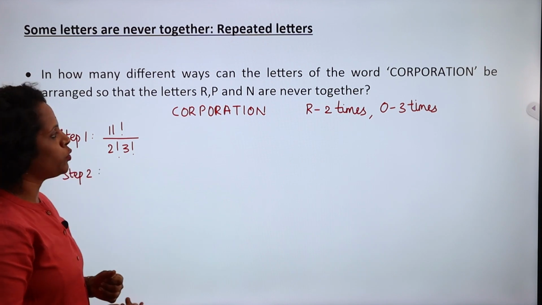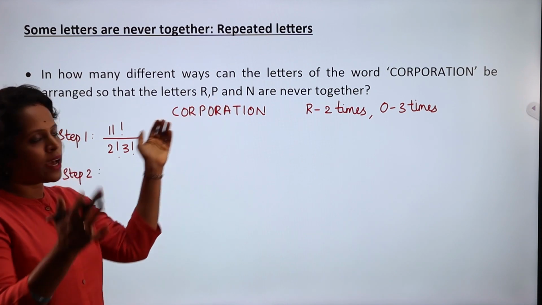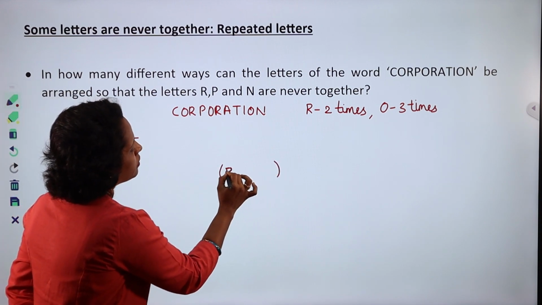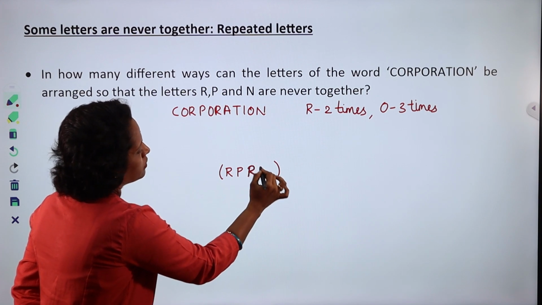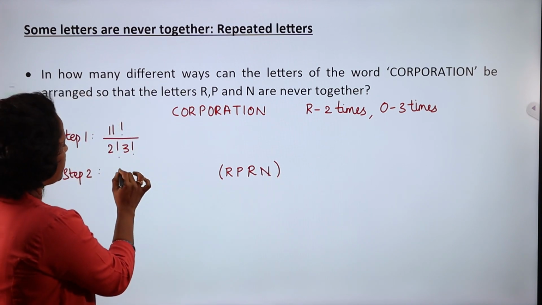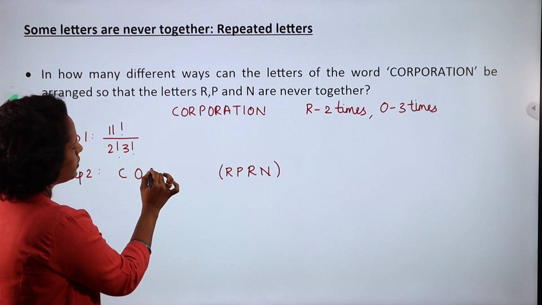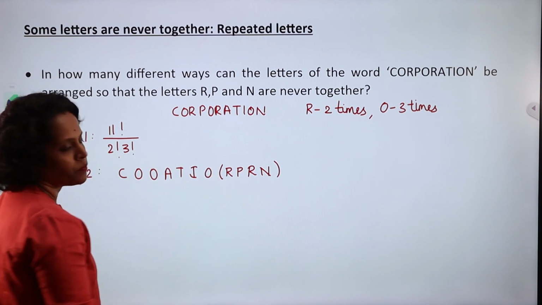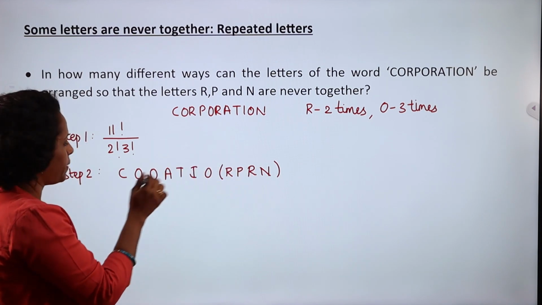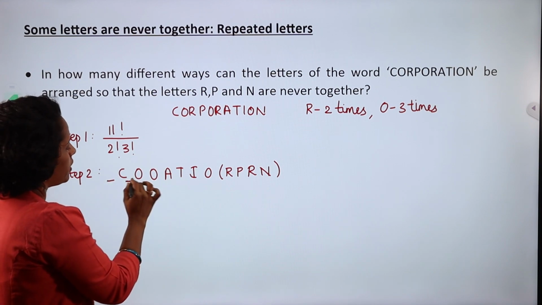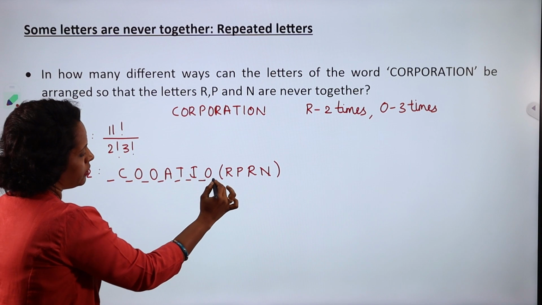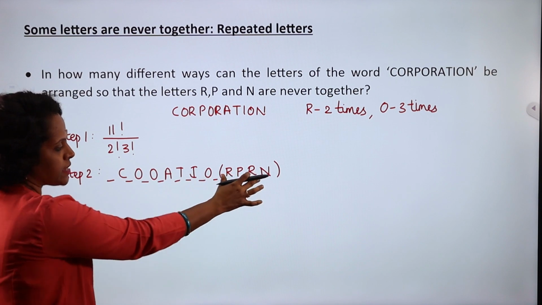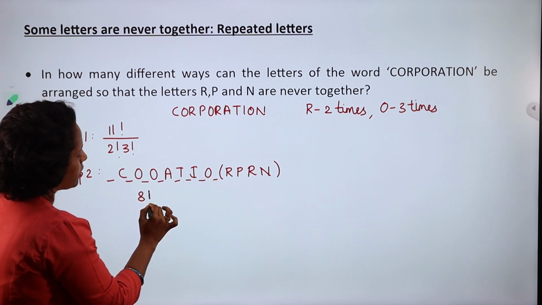Now step 2. Step 2 is the words in which R, P, N are always together. So first let's place the letters R, P, N together. We have 2 R's here. Okay, done. Now what are the remaining letters? C, O, O, A, T, I, O. Right, now this set of R, P, R, N can be placed before C or here, here, here, here, here, here, here. Any of these places. 1, 2, 3, 4, 5, 6, 7, 8. In any of the 8 places, I can place this set in 8 factorial ways.